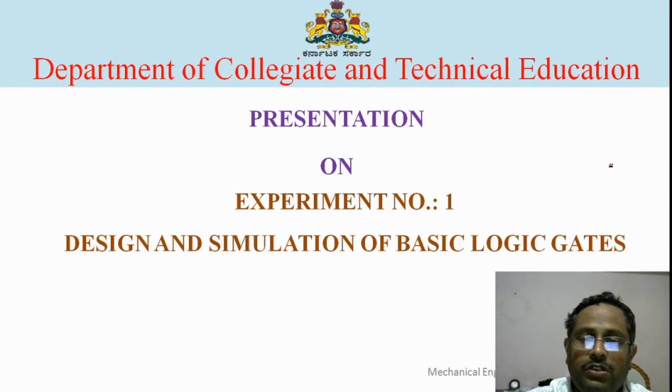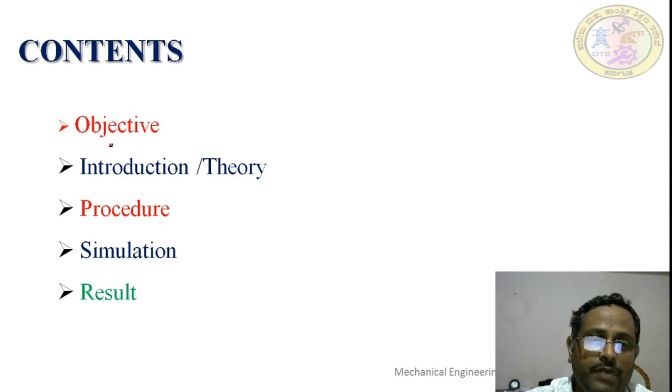Today we will discuss experiment number 1 in part A, that is design and simulation of basic logic gates. This covers the objective of this experiment and an introduction to digital logic gates, their types, symbols, truth table and Boolean expression. Then we will see the procedure to simulate the logic gates using a simulator. Then we will see the simulation of these logic circuits using simulator software. Then we will discuss the result with some practical applications.